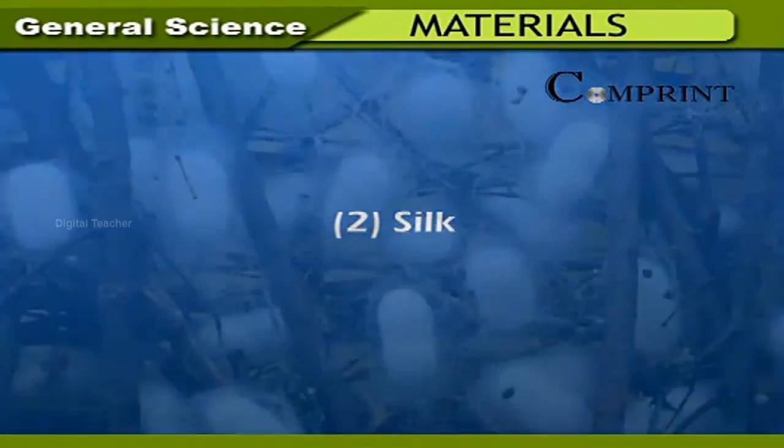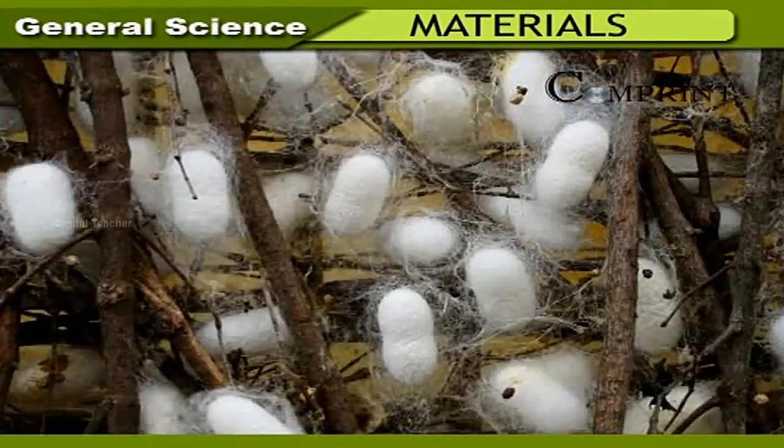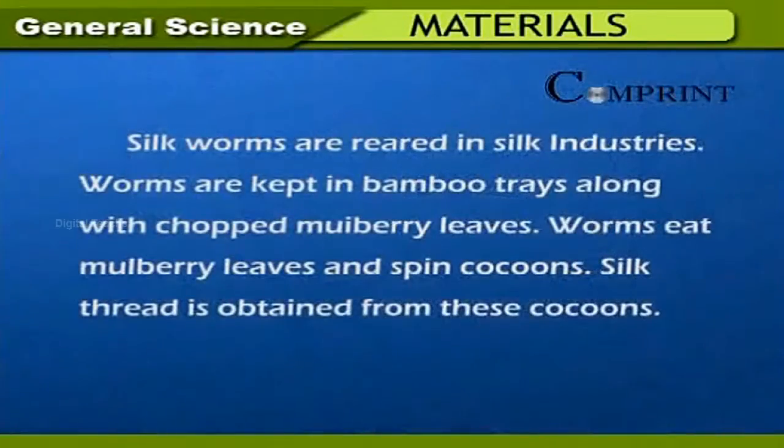Silk. We wear silk clothes on special days like festivals and functions. Silk is obtained from the cocoons of the silk moth. Silkworms are reared in silk industries. Worms are kept in bamboo trays along with chopped mulberry leaves. Worms eat mulberry leaves and spin cocoons. Silk thread is obtained from these cocoons.